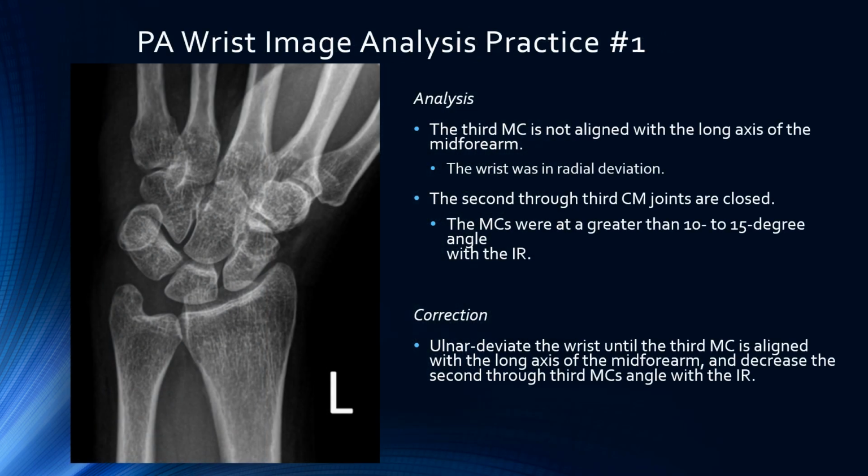Analysis. The third metacarpal is not aligned with the long axis of the mid-forearm. The wrist was in radial deviation. The second through third carpometacarpal joints are closed. The metacarpals are at a greater than 10 to 15 degree angle with the IR. So for correction, ulnar deviate the wrist until the third metacarpal is aligned with the long axis of the mid-forearm and decrease the second through third metacarpals' angle with the IR. Wow, that sounds really confusing, doesn't it? So you just need to straighten the whole arm and wrist out in the same plane.